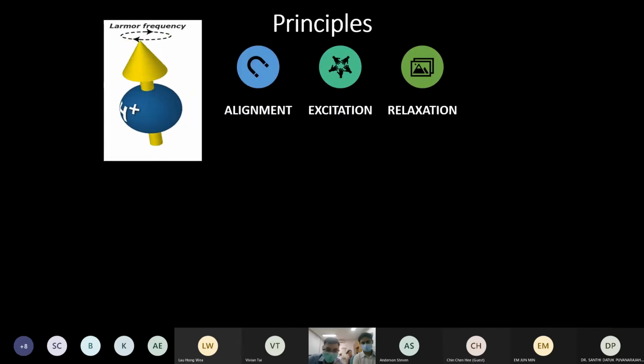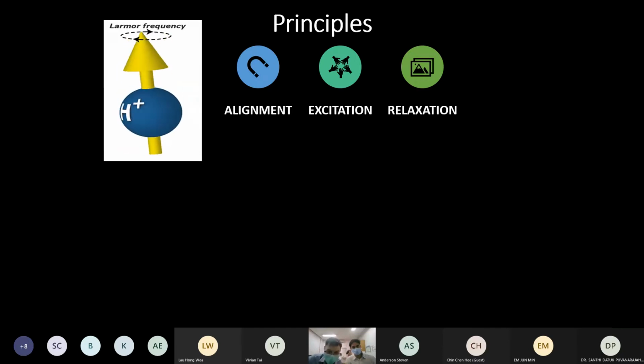We need to align them, and we need to give them energy, or what we term as excitation. And subsequently, we need to let it relax and emit out the energy that we have given the atom. So alignment, a good analogy of how we learn about this MRI principle is, imagine there's a lot of children in the primary school, waiting for a general assembly. Then suddenly a headmaster comes in, just about to say something, because the headmaster has his own aura, a so-called magnetic field.